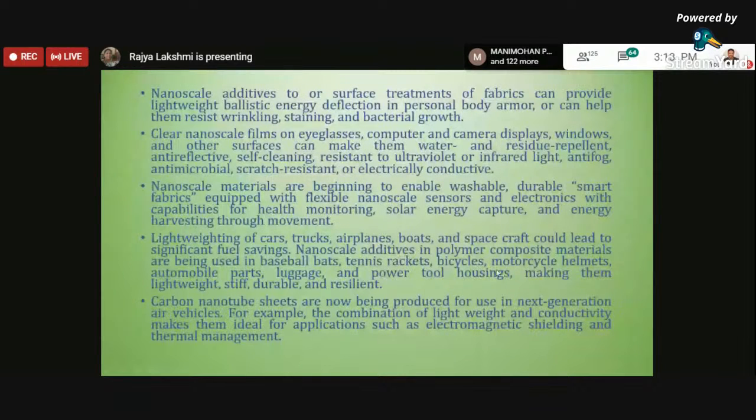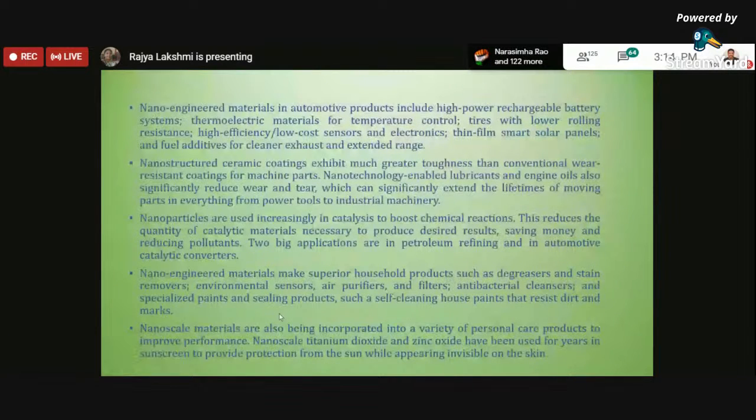Nanoscale additives in polymer composite materials are being used in baseball bats, tennis rackets, bicycles, motorcycle helmets, automobile parts, luggage, power tool housings. So everything, to make each and every part as light as possible and also stiff, durable, and highly resilient. People are trying to adopt carbon nano sheets or tubes, especially for next generation vehicles. For example, lightweight and conductive materials make them highly ideal for various applications, especially in electromagnetic shielding and thermal management also. And still so many examples are there.